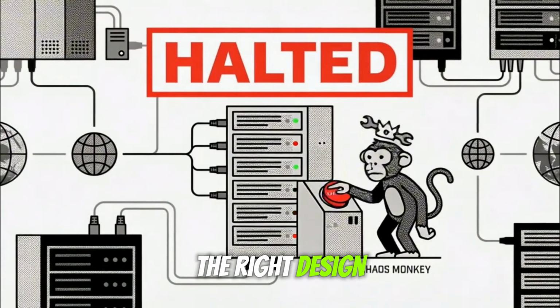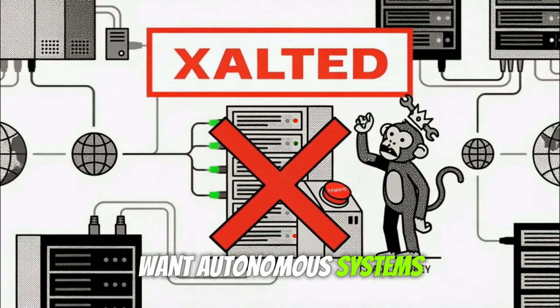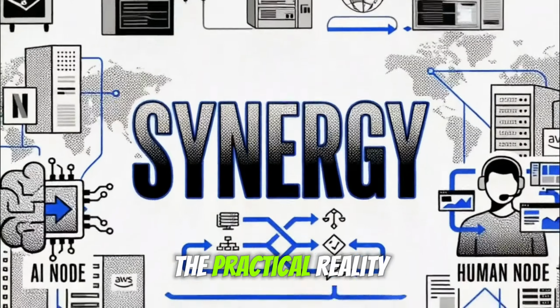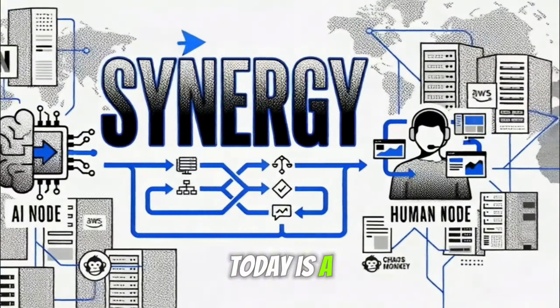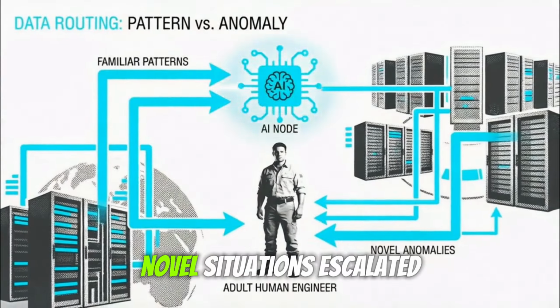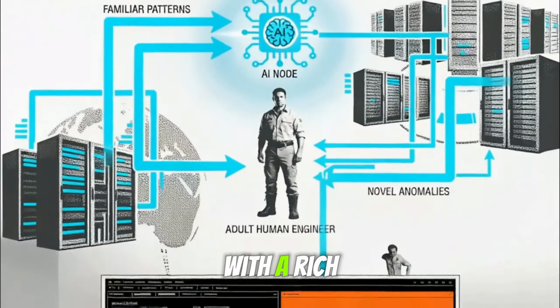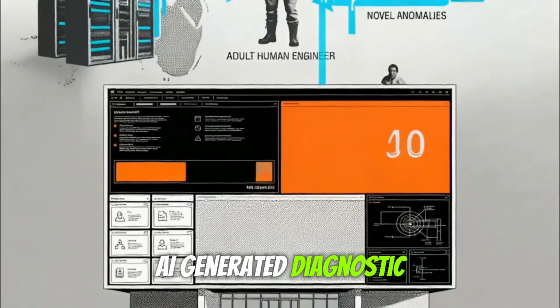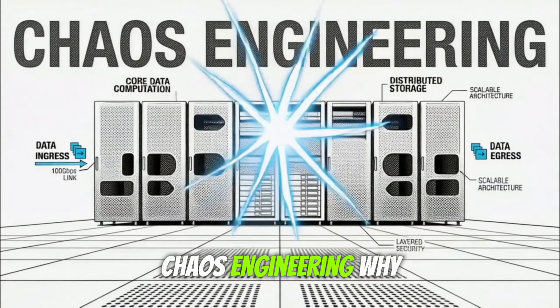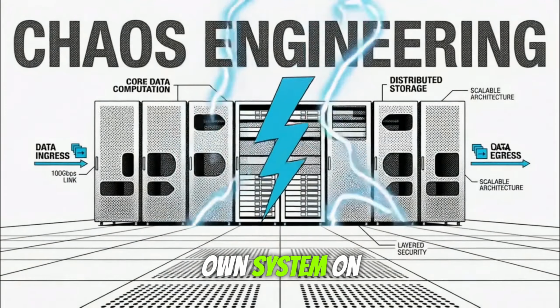And that is the right design. You do not want autonomous systems taking aggressive action against situations they do not understand. The practical reality for most teams today is a hybrid model. Known patterns resolved autonomously, novel situations escalated to humans with a rich AI-generated diagnostic summary that cuts manual correlation time by 80 to 90%.